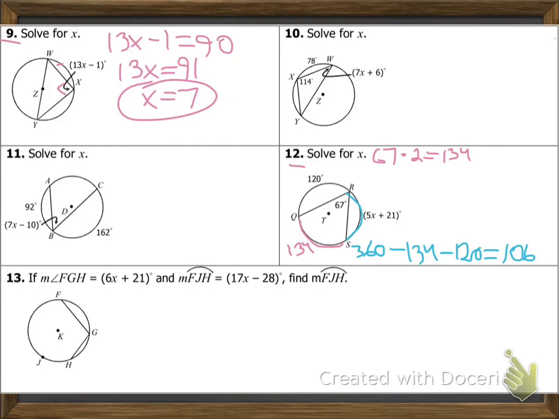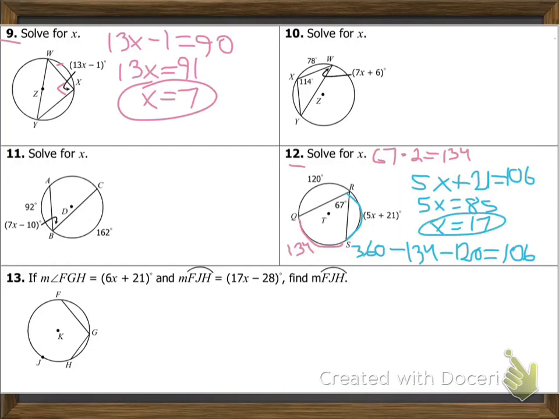So now you're going to take 5x plus 21 and set it equal to that. So 5x plus 21 equals 106. So subtract 21 from both sides. So we're going to have 5x equals 85. And then you divide by 5. X is going to be equal to 17.